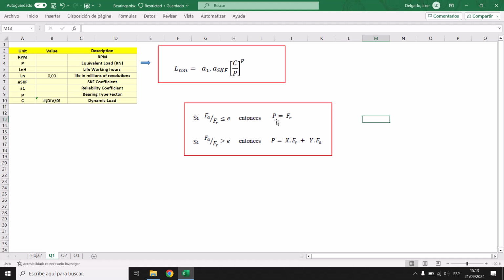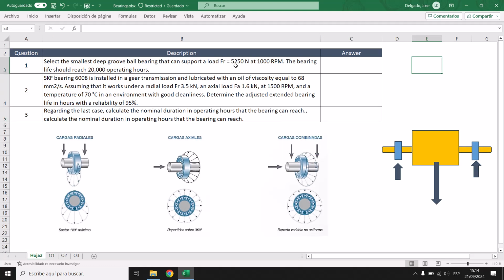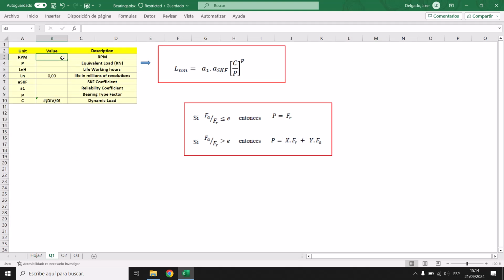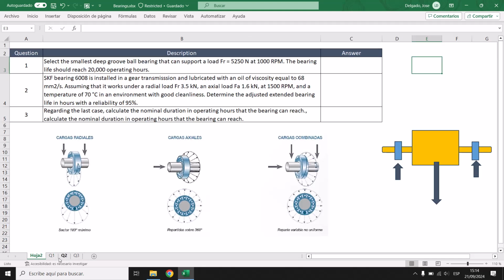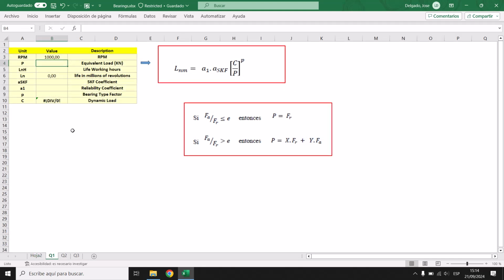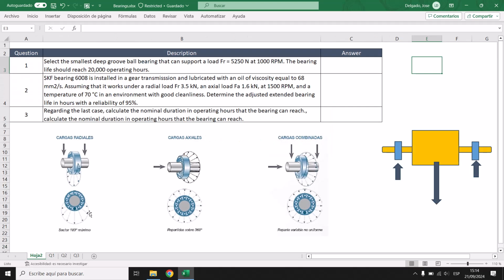All of this is going to be the relative. So let's start with the first. We have 1,000 RPM, and this is in newtons and we need kilonewtons, so it's 5.25. This is the life in working hours. So that's the information that we have here.